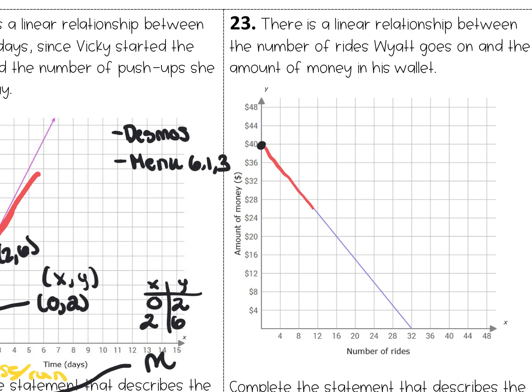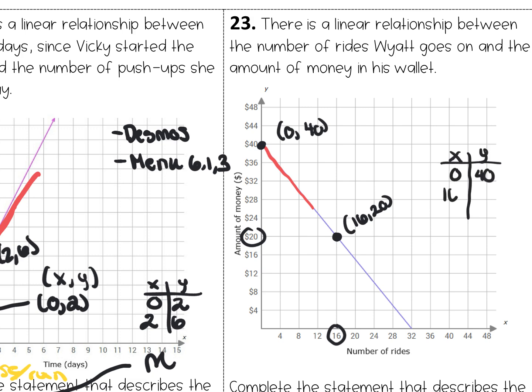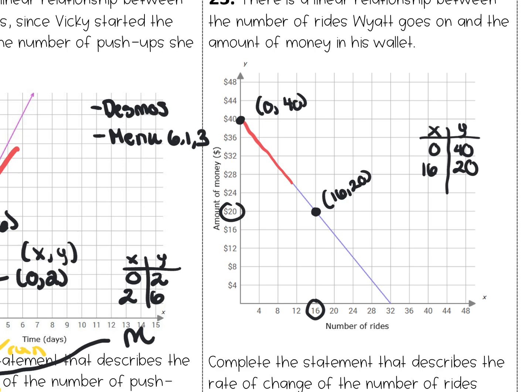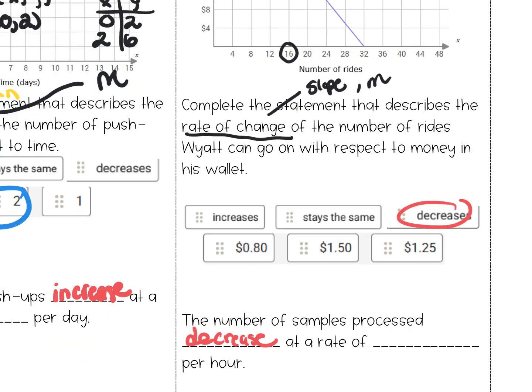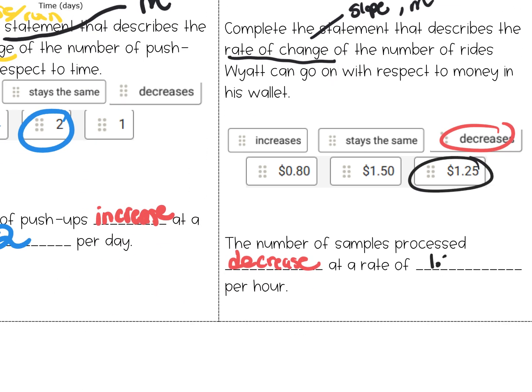So here's a dot right here. My x value is 0, my y value is 40. And here's a dot right here. This one is 16, 20. X and y, 0, 40, 16, 20. You can do Desmos or you can do menu 613 on your calculator, and you're looking for the rate of change, which means slope, which is your m value, and it should tell you that it's 1.25.